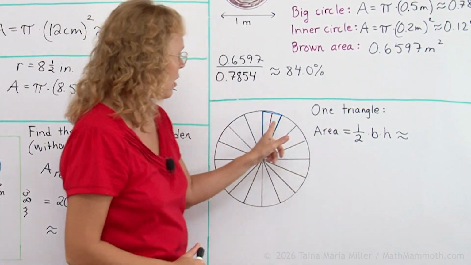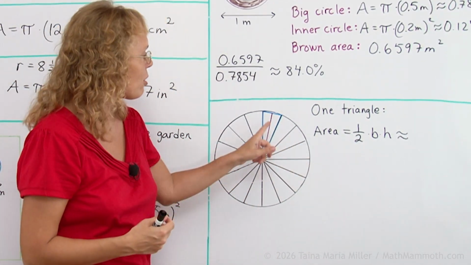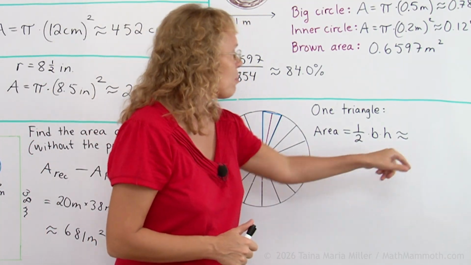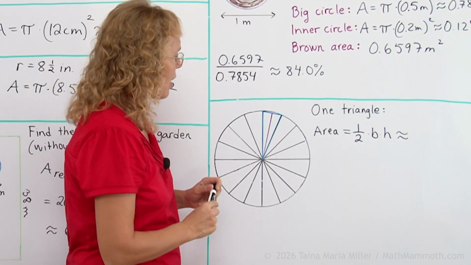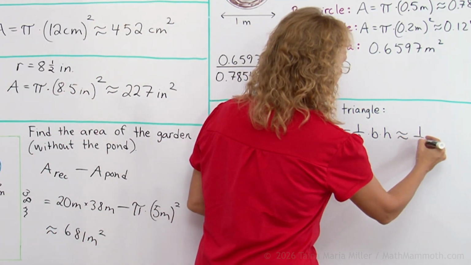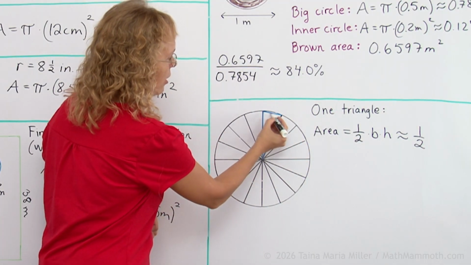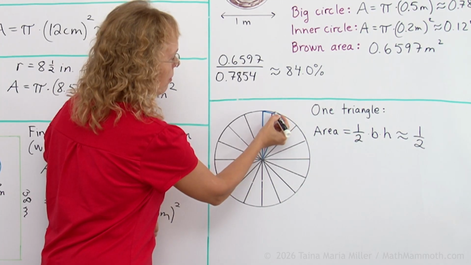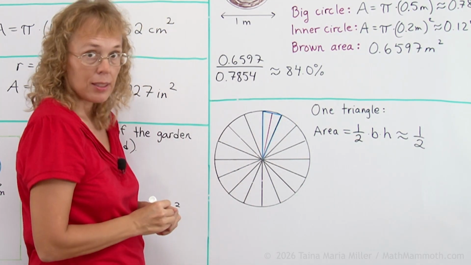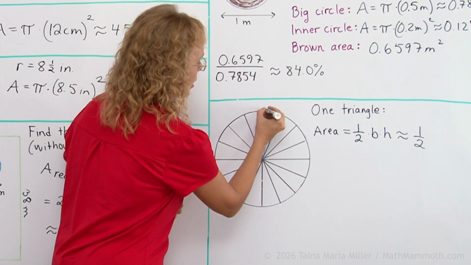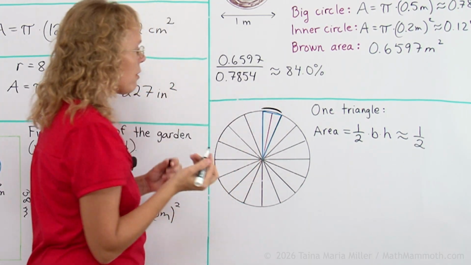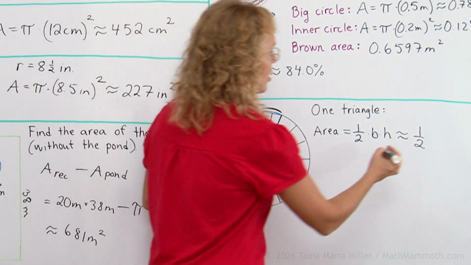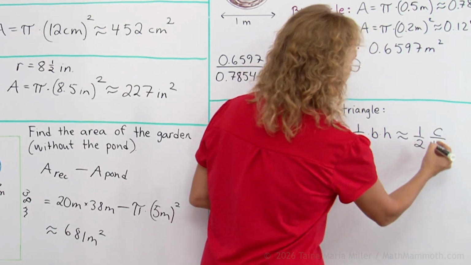Now, the area of this triangle, exactly speaking, is of course half times the base times the height. And here comes our approximation. It is approximately the same as half times another base. The base of this triangle is close to this arc of a circle here, right? And this arc of a circle is exactly 1/16th part of the circumference. So it is circumference divided by 16.